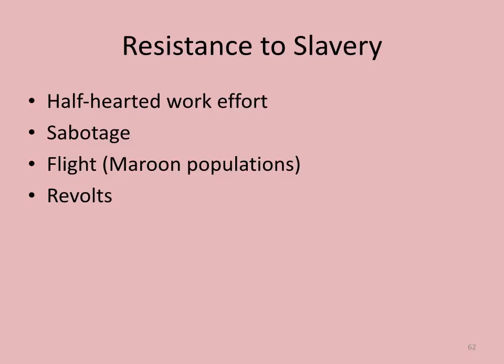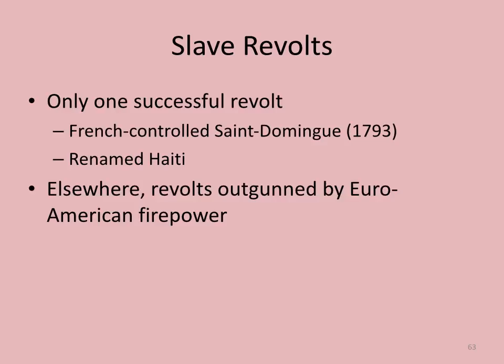Now, the resistance to slavery is going to be pretty intense in some parts. Half-hearted work effort is going to be accomplished by the slaves. Sabotage, they're going to try to mess up the plantations, burn them down. They're going to flee. They're going to have maroon populations, which means they're going to create their own little societies separated from the colonized territories, and they're going to have revolts. Now, slave revolts are not very common, and only one has really been successful.